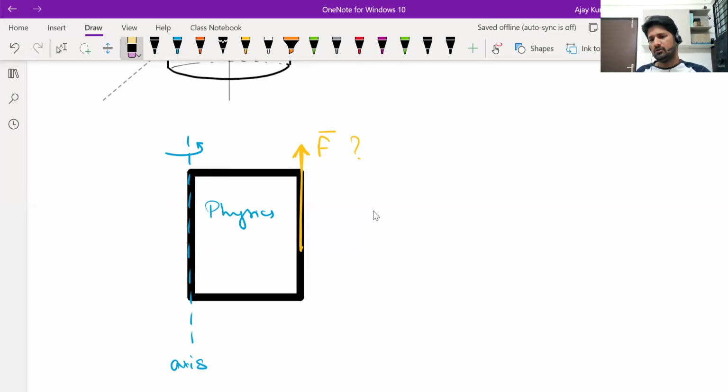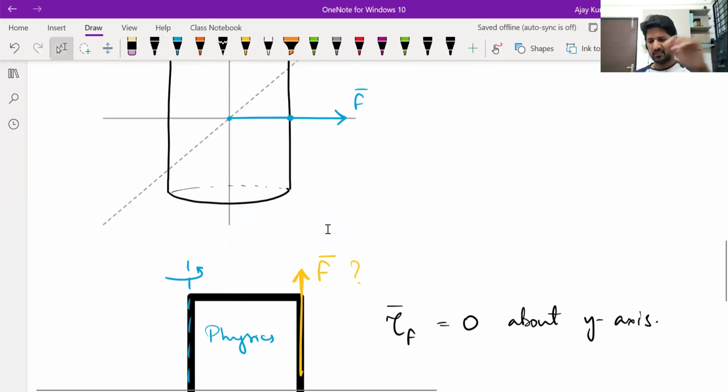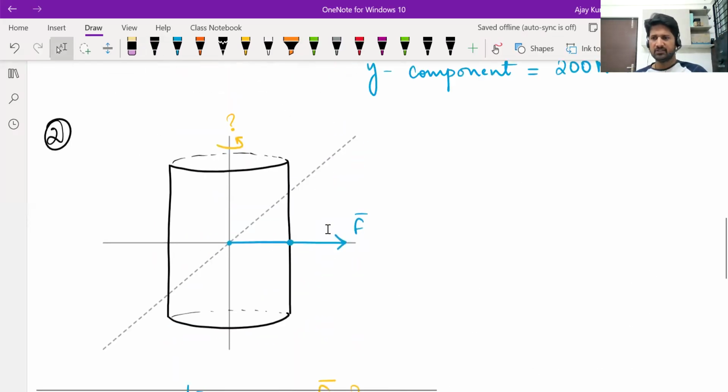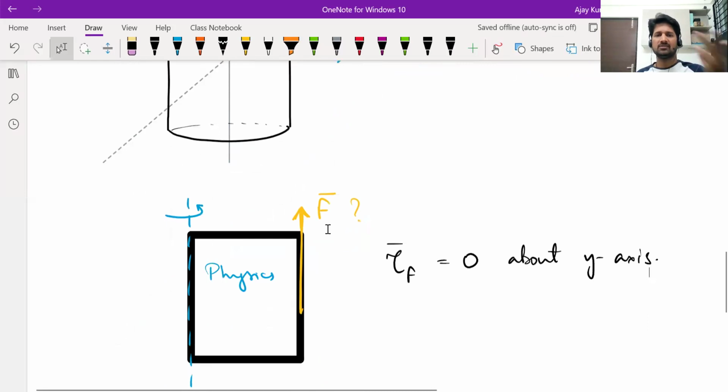Fine. So what do we understand from this? If the line of action of a force is parallel to a given axis also, it cannot produce a torque. So in this case also, torque produced by the force F is 0 about the given axis, which is the y-axis in this case. Now, in the previous example, we saw that if the line of action of force intersects with the axis, it cannot produce torque. Now we are seeing that if the line of action is parallel to the axis also, it cannot produce torque. Now it should not be parallel, it should not intersect.